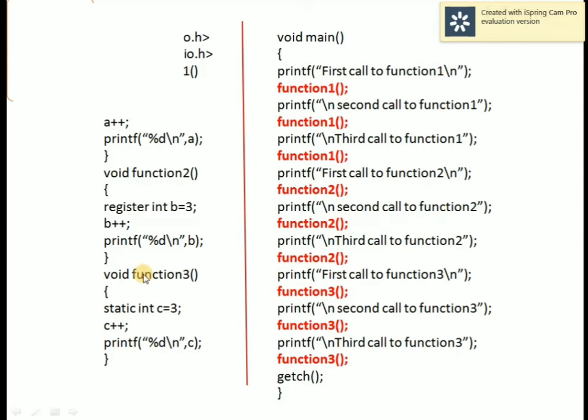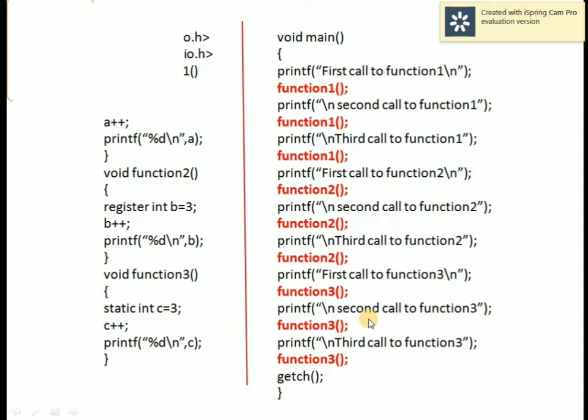But in case of static, the lifetime is until the program terminates. That means it will retain its value between different function calls. See, on the first call to function 3, it will go here, c is initialized to 3, c plus plus means 4, so the value of c is 4.